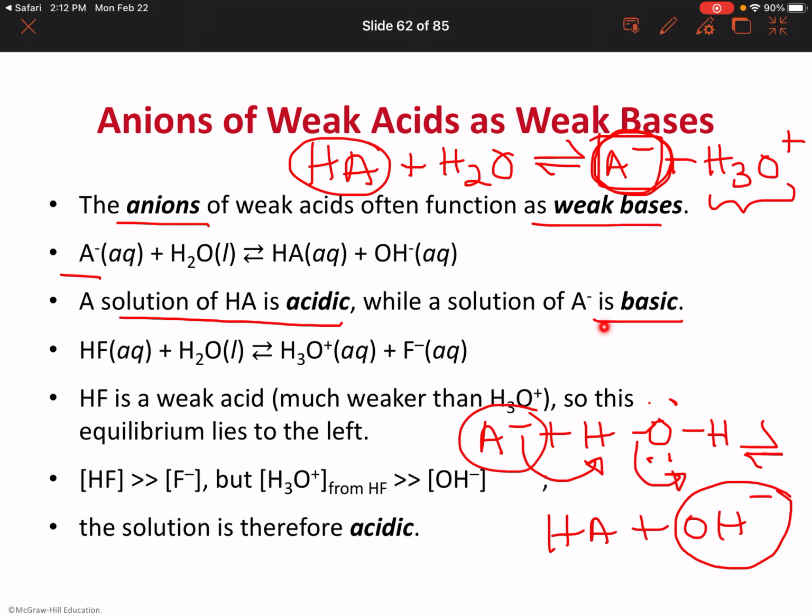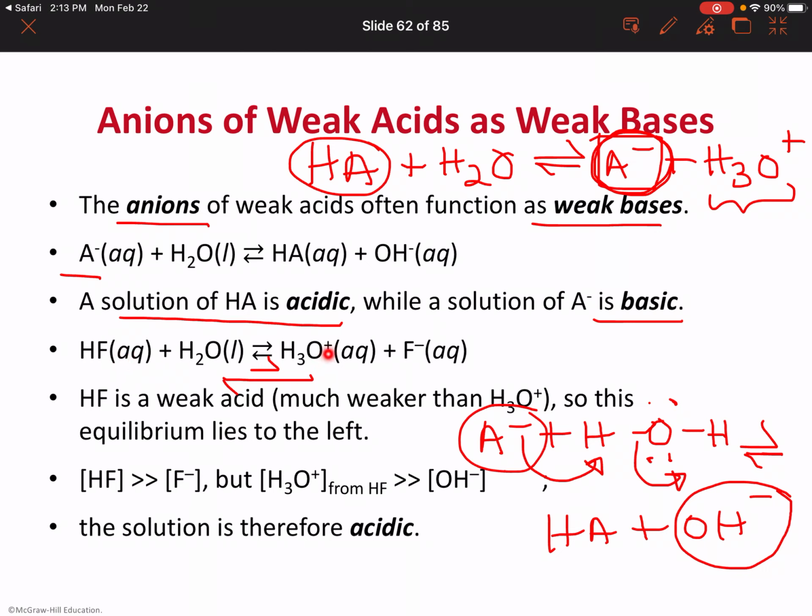Now for example, if you take HF, hydrogen fluoride, which is a weak acid, with water it gives you hydronium ion and F minus. HF is acidic because it adds hydronium ions to the water. HF is a weak acid, much weaker than hydronium ion. So that's why we say that this is in equilibrium, but the equilibrium lies to the left, like that.